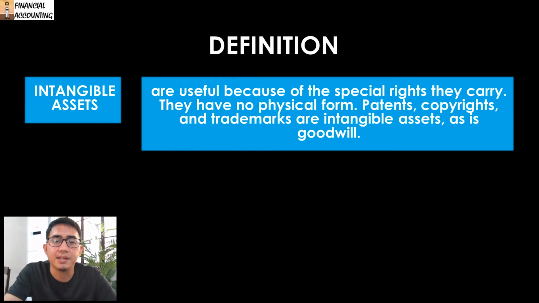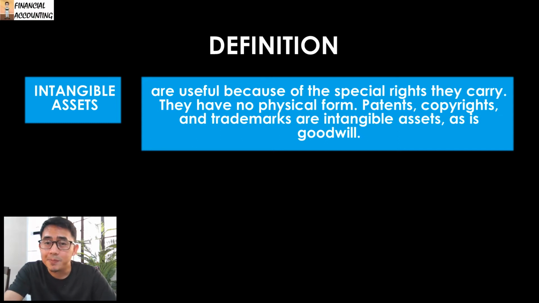Intangible assets, on the other hand, are useful because of the special rights they carry. They have no physical form. Patents, copyrights, and trademarks are intangible assets, as is goodwill. Out of the three, the intangible asset is the only asset that you cannot touch. There is no physical form of these intangible assets. But they qualify as an asset because all the criteria for us to recognize an asset are present in these intangible assets. First, there is a future economic benefit that we can derive from them.